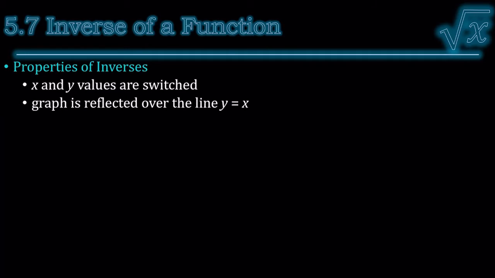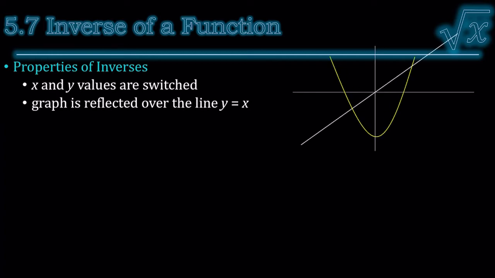A graph is reflected over the line y equals x. So if this is my graph, there's the line y equals x. It's reflected over that line. This distance and that distance are the same. This distance and that distance are the same. They're just on the other side of that slanted line, same distance away.